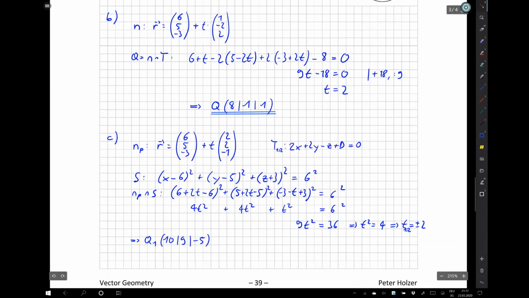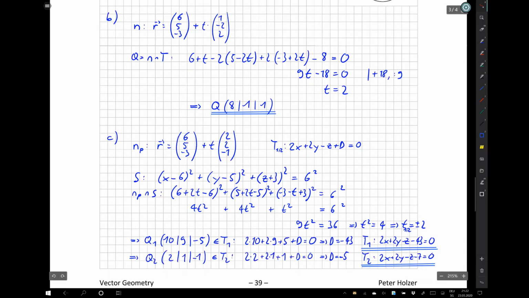Both tangential planes have this equation since they're parallel to P. Now we know that Q1 is element of T1, so insert the coordinates of Q1 in here, and we find that it's minus 43, so we get the equation of T1, 2x plus 2y minus z minus 43 equals 0. Inserting for t this value minus 2 and proceeding the same way like before, we get the second tangential plane T2.